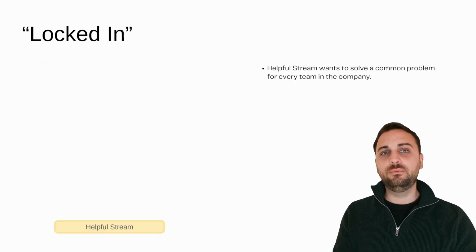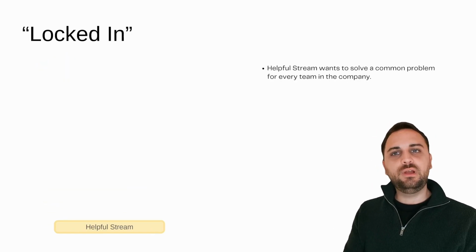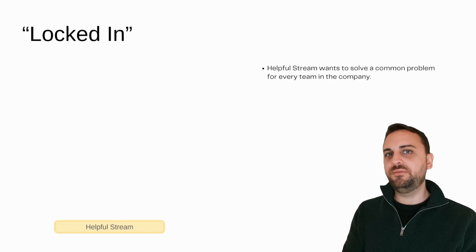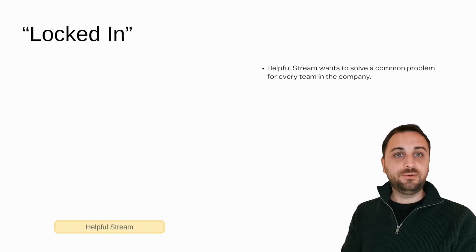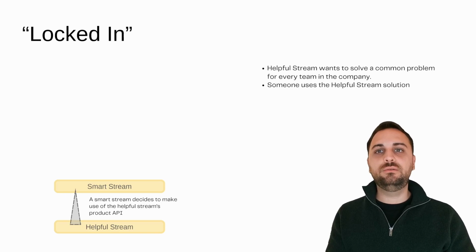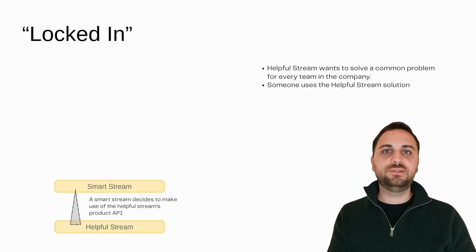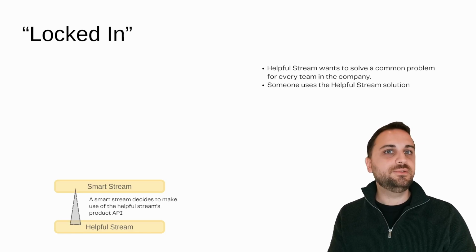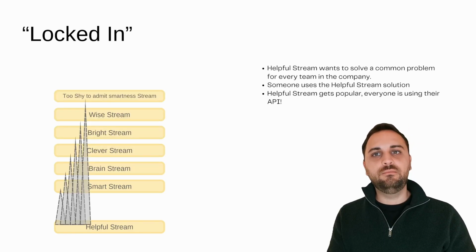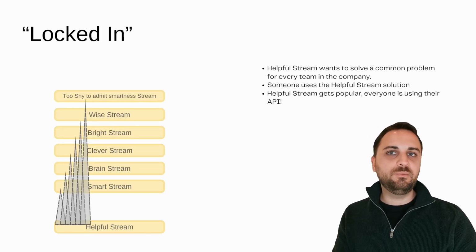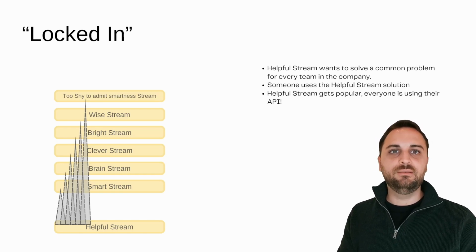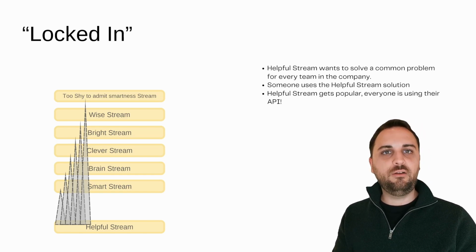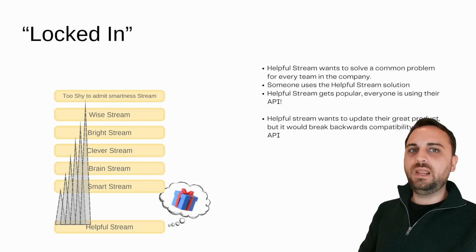Here's another common one, which I call locked in. So you have HelpfulStream. HelpfulStream wants to solve a common problem for every team in the company. They see a really good opportunity to do that. So they say, okay, I'm going to expose this thing as a team API and say, here's a way for you to use my thing. So SmartStream says, well, I'm going to use that thing from HelpfulStream. And then BrainStream and CleverStream and BrightStream and WiseStream, they all get together and say, yeah, we're going to use that thing. That's such a good thing. We're going to use it. And then HelpfulStream is popular. Everyone's using it. They come up with a cool idea.